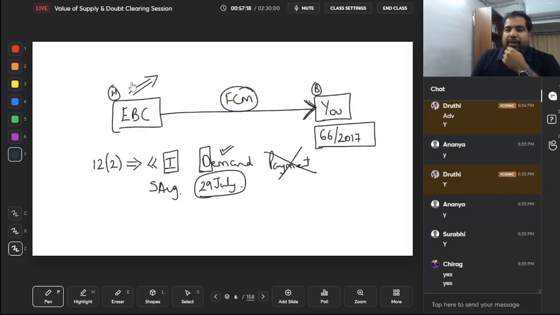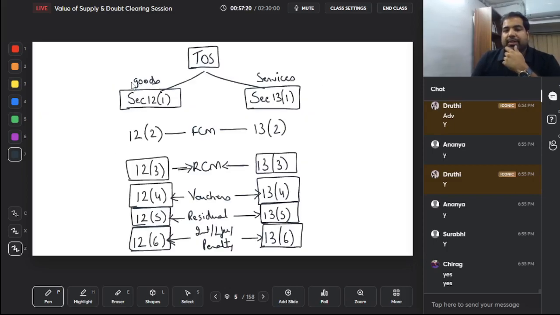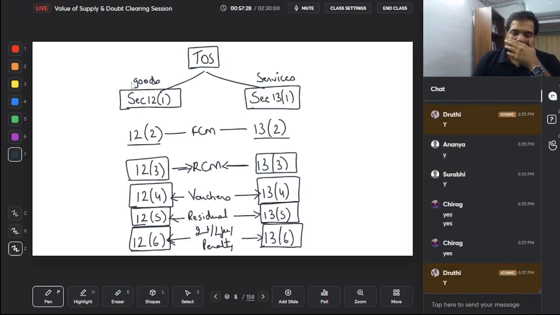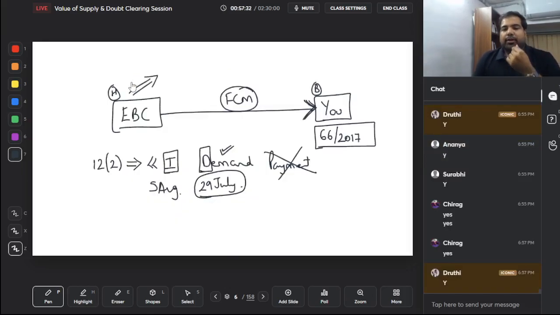Please tell me, guys, are we done with almost all sections? Yes, only 12(2) and 13(2) remaining. Focus and get this done, guys. 12(2) and 13(2), is it FCM? Yes. We are tackling 12(2) right now. 12(2), what is the shortcut, guys? I demand payment. I need more replies, guys, otherwise I will have to end the lecture now only.